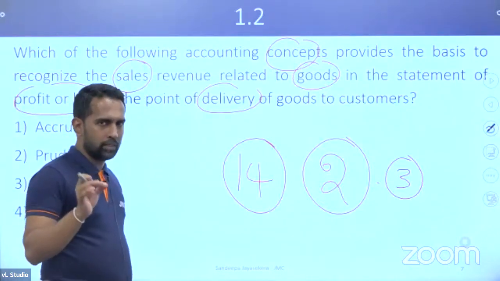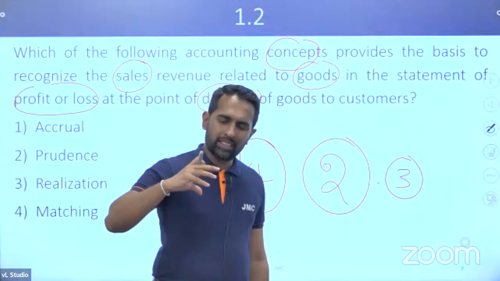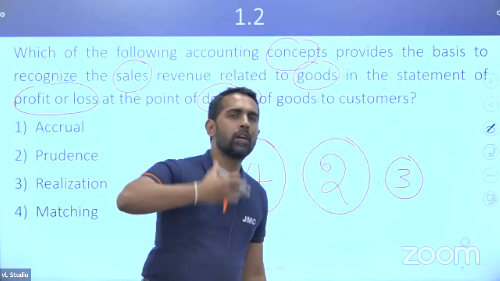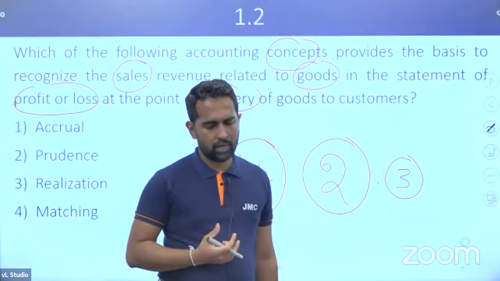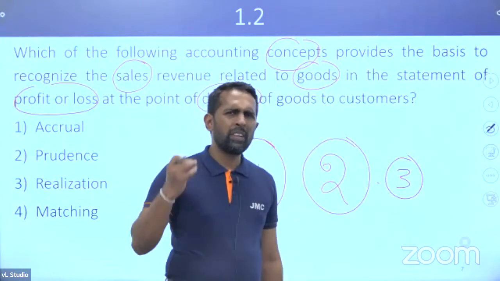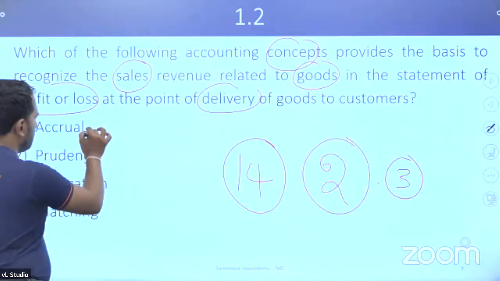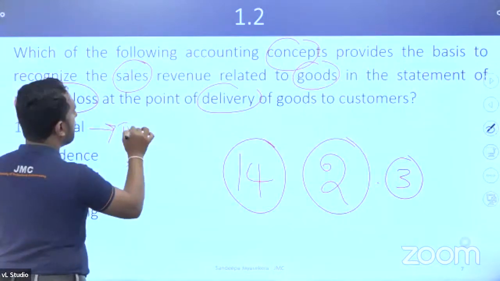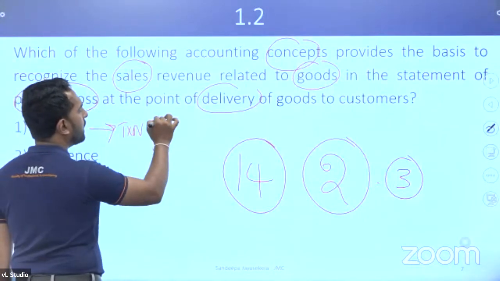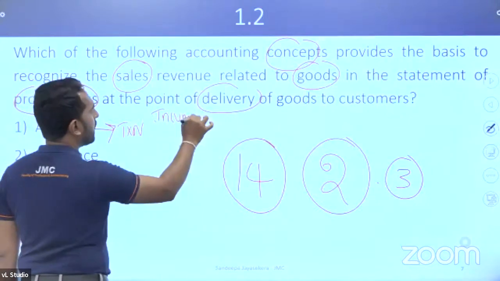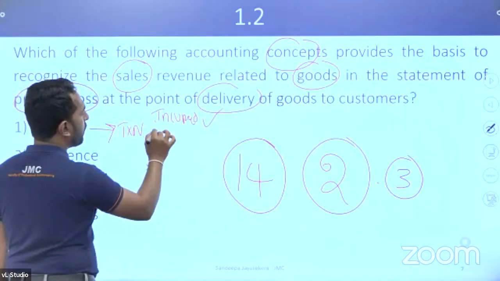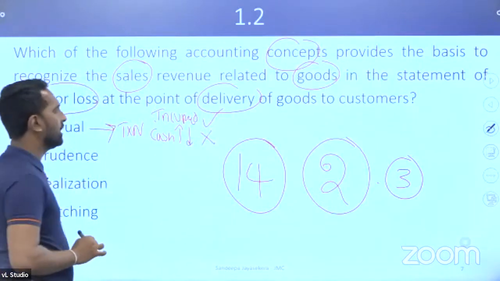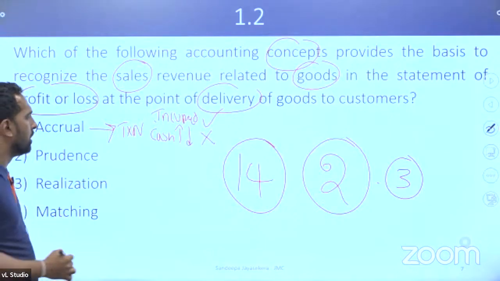Right? What is the accounting concept that says the sales income shall be recognized for a sale of a good when the item is delivered to a customer? Delivered to a customer. What is the concept that says that? Right? We'll look at what the accrual concept says. The accrual concept says transactions shall be recognized as and when they are incurred, not at the point of cash receipt or payment. That is what is said in the accrual concept.